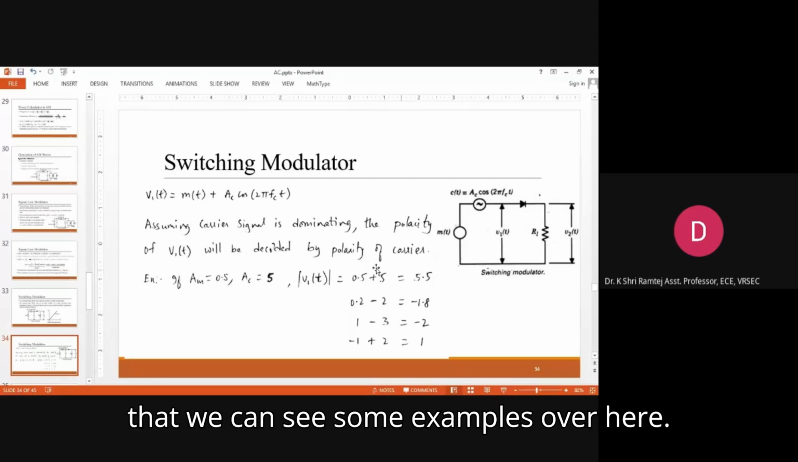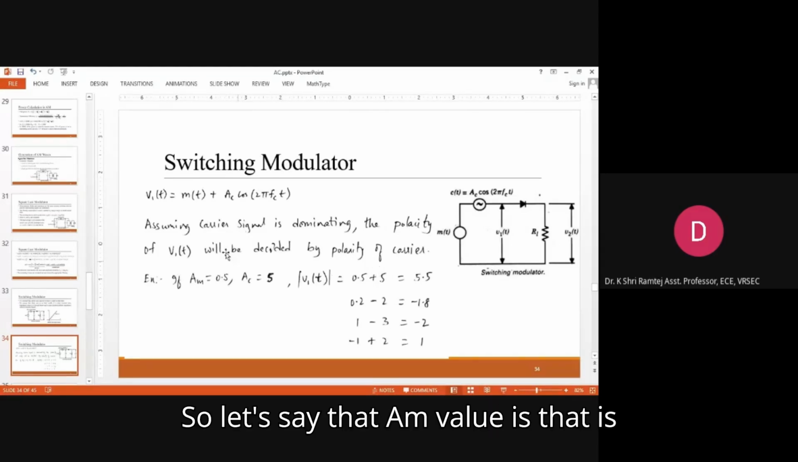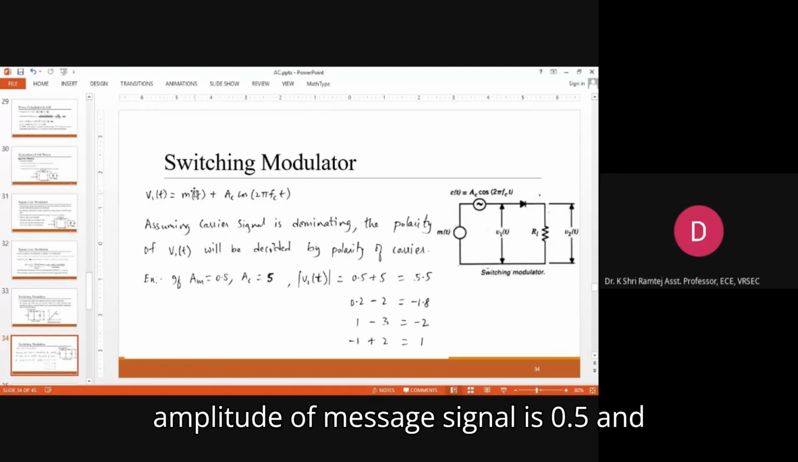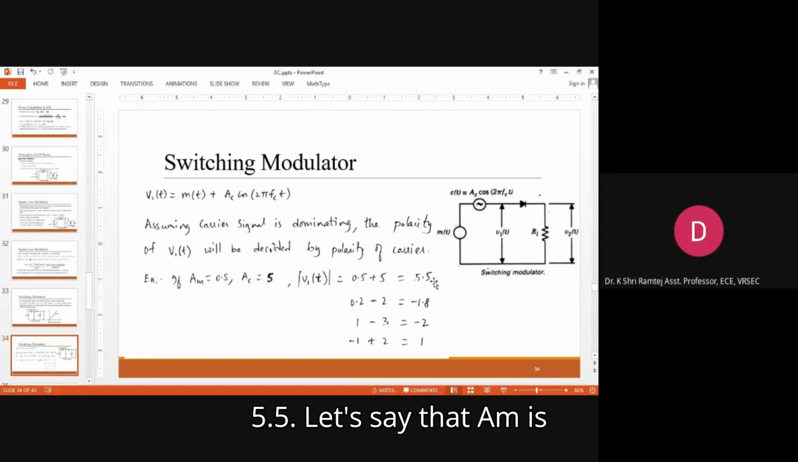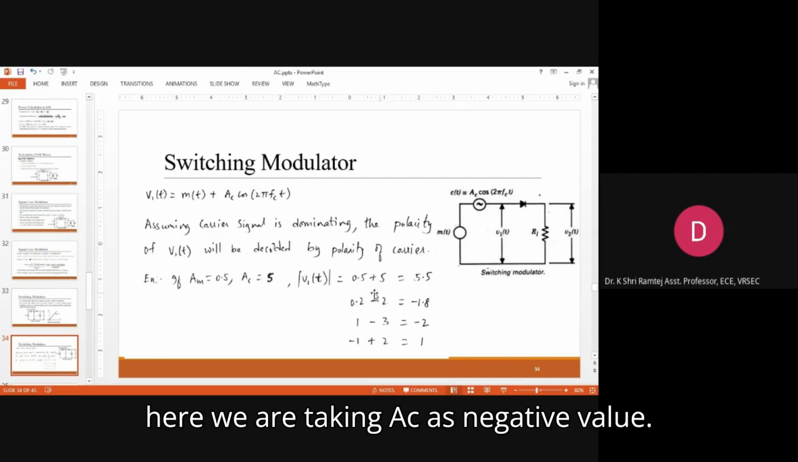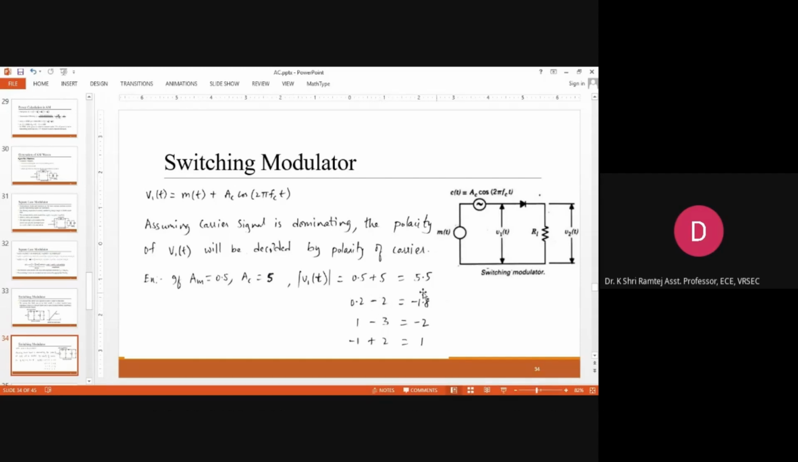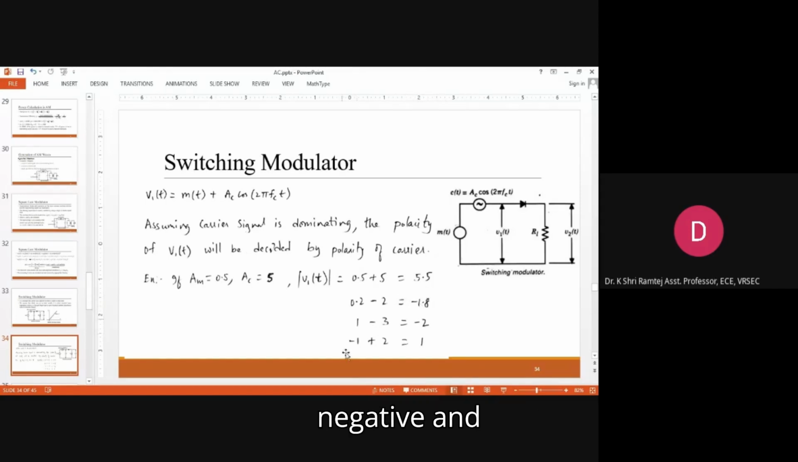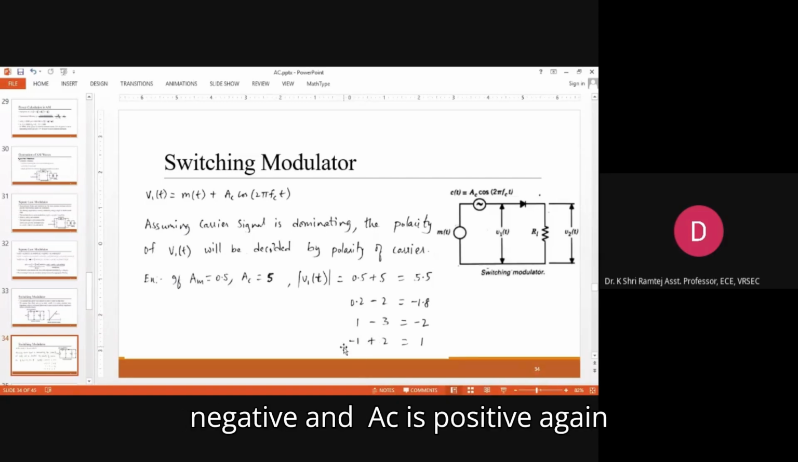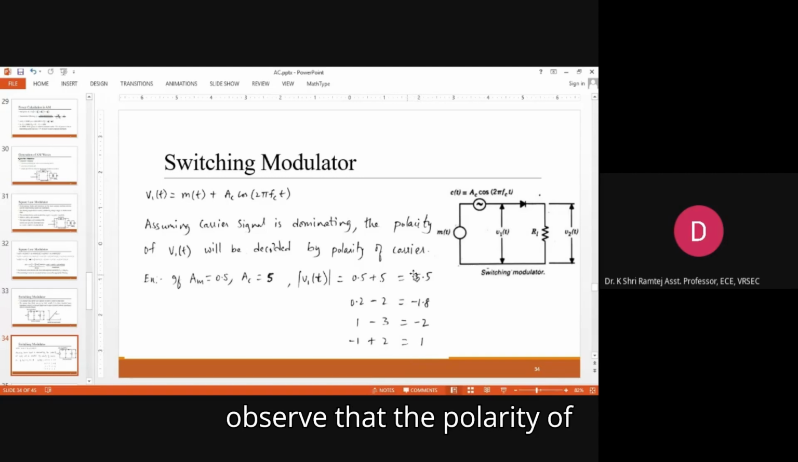For that we can see some examples here. Let's say that AM, the amplitude of the message signal, is 0.5 and the carrier is 5, then their sum will be 5.5. Let's say that AM is 0.2 and AC is -2. Here we are taking AC as a negative value. We can see that their sum is also negative. And in the case when we consider AM negative and AC positive, again the output is positive. So here we can observe that the polarity of V1 of t is the same as the polarity of the carrier amplitude.